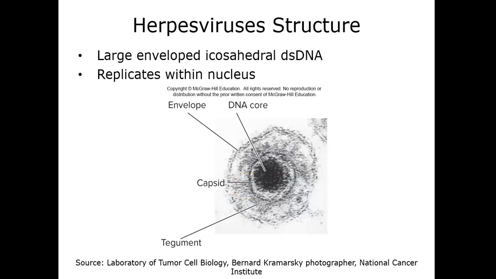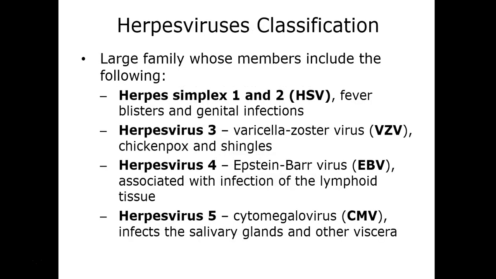So the herpes viruses, as we mentioned, are double-stranded. They're also icosahedral in their organization, and they replicate within the nucleus. And we've got several different groups that fall into the Herpesviridae. So as we mentioned, HSV 1 and 2 are the most common. HSV 1 causes fever blisters and HSV 2 causes genital lesions.